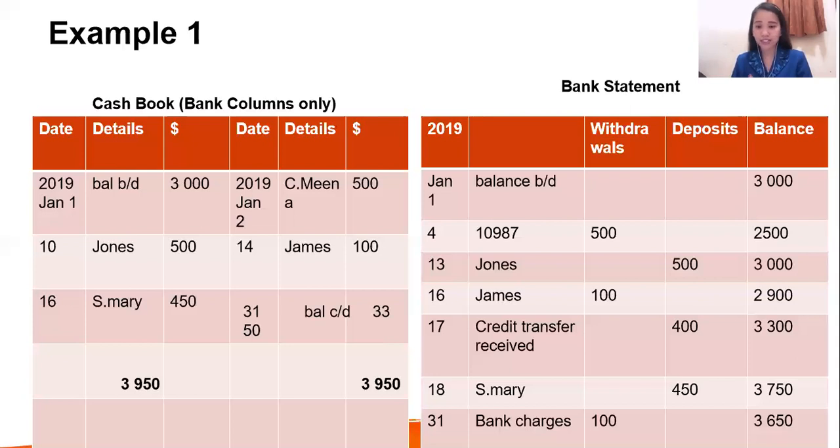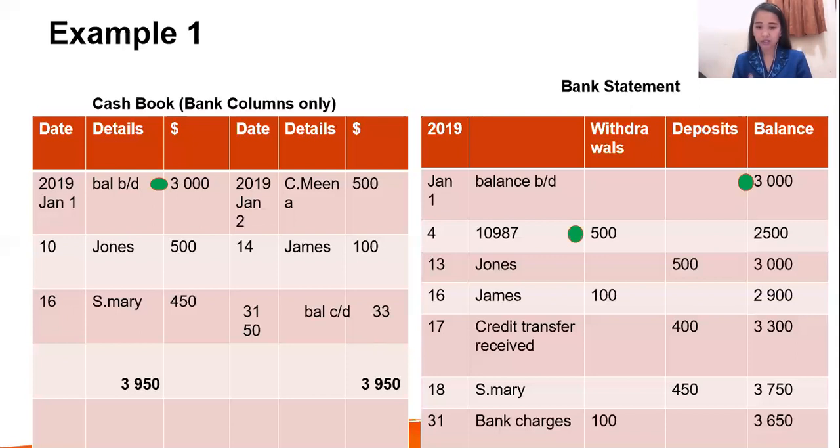If we see carefully, the balance brought down, both of them are the same. So we mark them here, I'm making a green circle. In the cash book on the debit side there is 3,000, and in the bank statement the balance is 3,000. It's the same, right? And then the next one, which one is the same? Which one do you see?